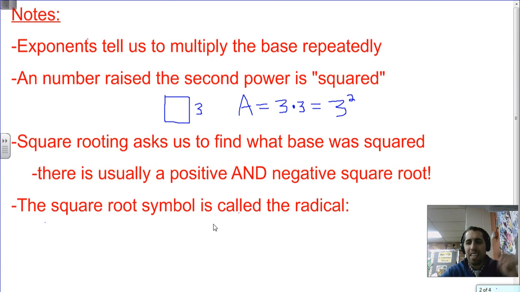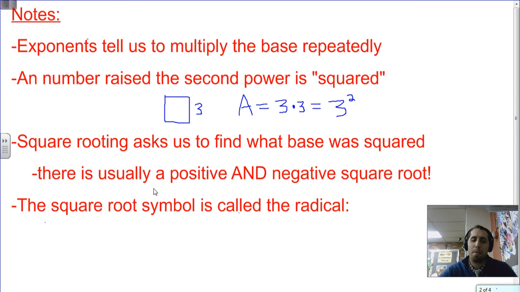Square rooting asks us to find what base was squared. In this case, we know that this area would be equal to 9. The area is equal to 9, and that's after we squared the 3. So to do the opposite operation, if we're going to be square rooting, we take 9 and find out what number you could multiply by itself to get 9. And you would find out it was 3. You can multiply 3 times itself to get 9. So the square root of 9 is 3.